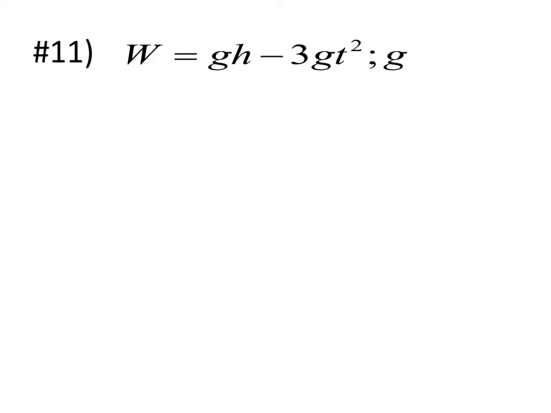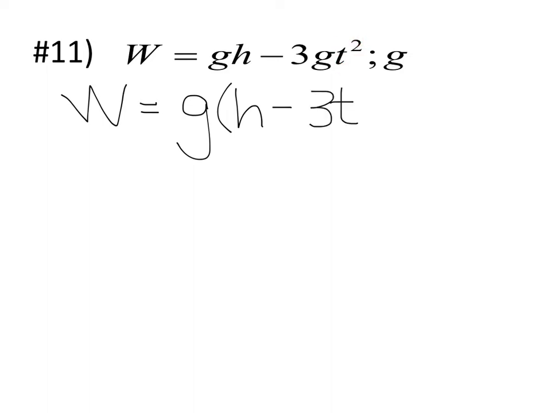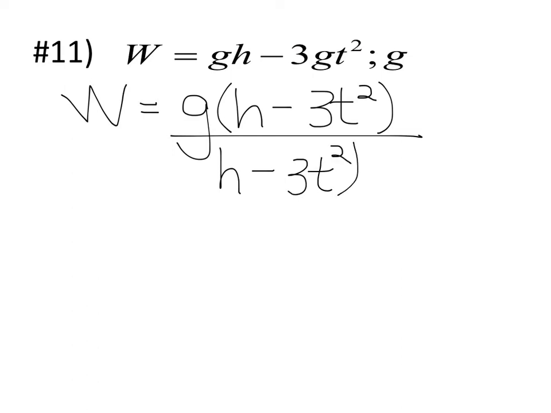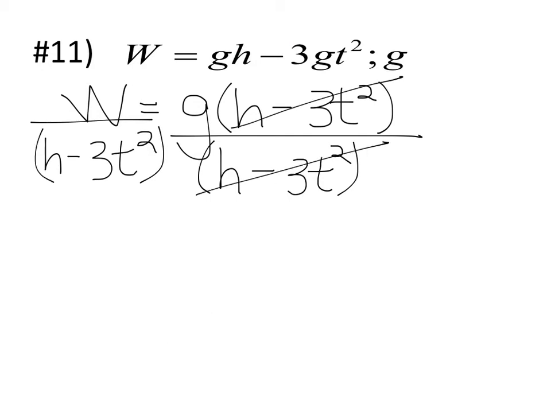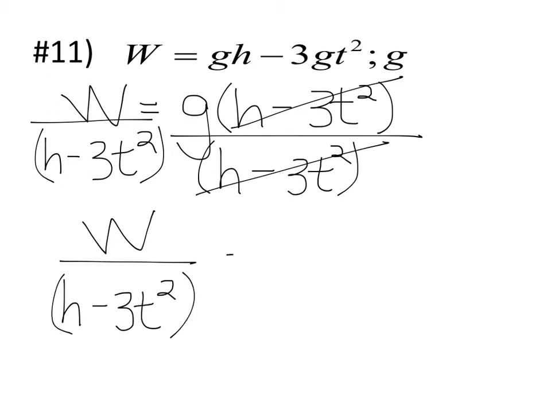Okay, here they want you to solve for g. And notice we've got a g in this term and a g in this term. So before we can get everything away from it, we need to factor out a g. And that leaves behind an h minus 3t squared. Now that you have that g pulled out in front, you can divide everything else away. So these cancel, leaving you w over h minus 3t squared, and that's what g equals.